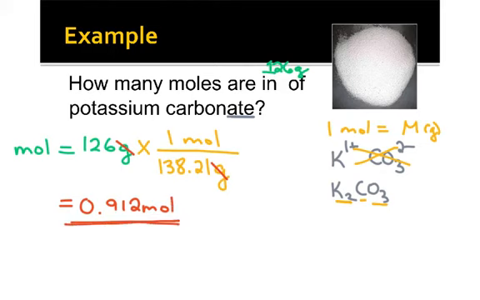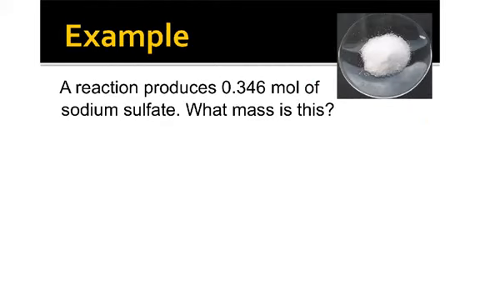All right, let's try one more. In this case, a reaction produces 0.346 moles of sodium sulfate. What mass is this? So again, set up the problem the same way as always. What am I looking for? I'm looking for mass. If I want to be explicit here with units, I could also remind myself, okay, let's put a G in there to remind myself that that's the grams, the unit that I'm looking for at the end.